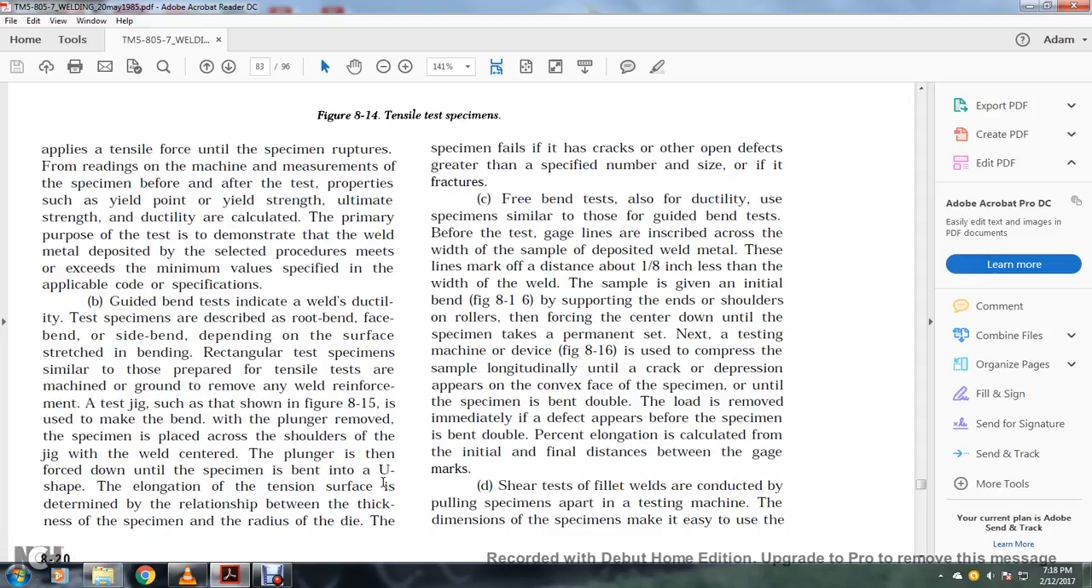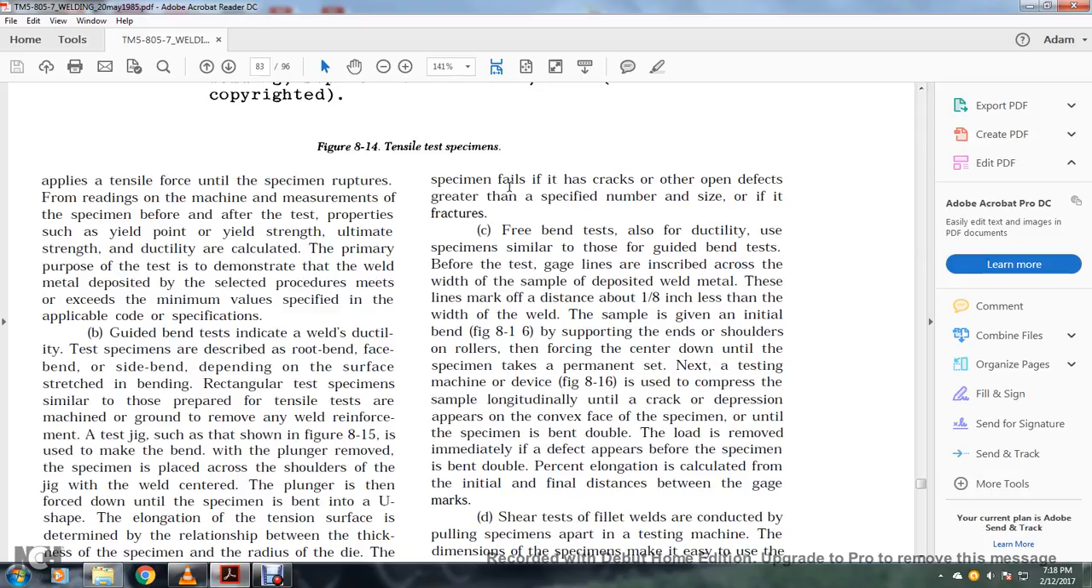The elongation of the tension surface is determined by the relationship between the thickness of the specimen and the radius of the die. The specimen fails if it has a crack other than open defects greater than the specified number and size, or if it fractures. The free bend test also measures ductility and uses specimens similar to those of the guided bend test. Before the test, lines are inscribed across the width of the sample on the deposited weld metal.